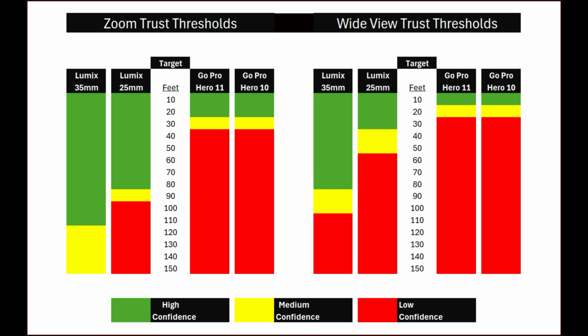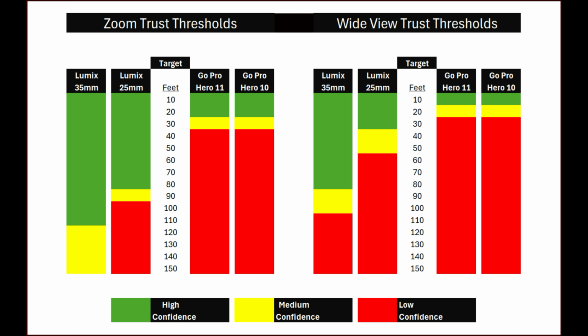So, for example, on the second column under zoom trust thresholds, Lumix 25 millimeters, you'll see that between 150 and 100 feet, it says there is a low confidence. The 90 feet is the yellow. That's where you could detect via the zoom what the objects were, but you couldn't see them quite clearly. And starting at 80 feet all the way up, you could see clearly what the objects were.